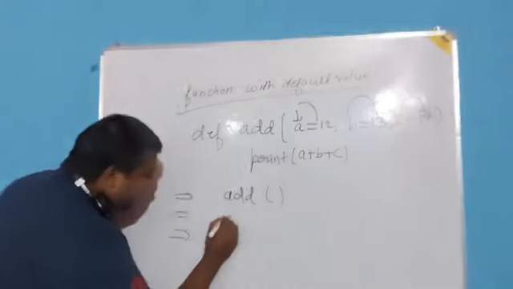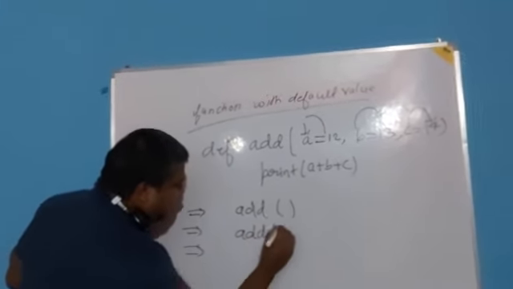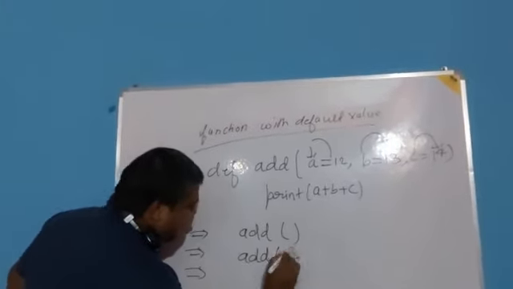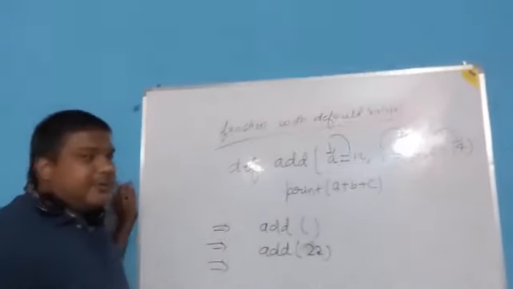If we write here add 22, in that case what will happen?